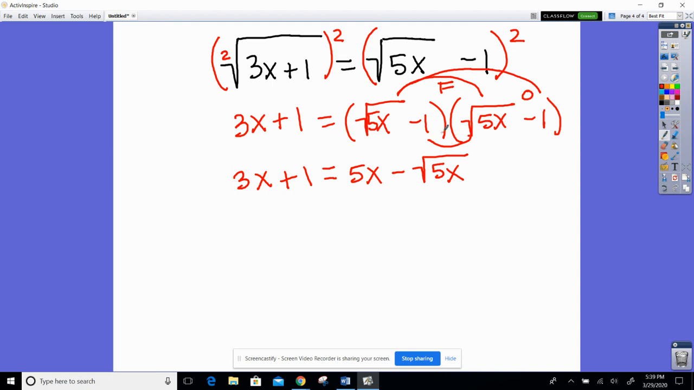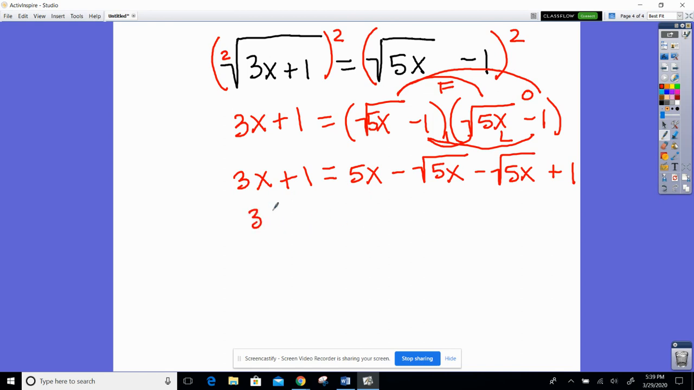Then inside, negative 1 times the square root of 5x. Negative square root of 5x again. And then last, -1 times -1. That's going to give me a +1. All right, then I'm just going to combine my like terms, okay?